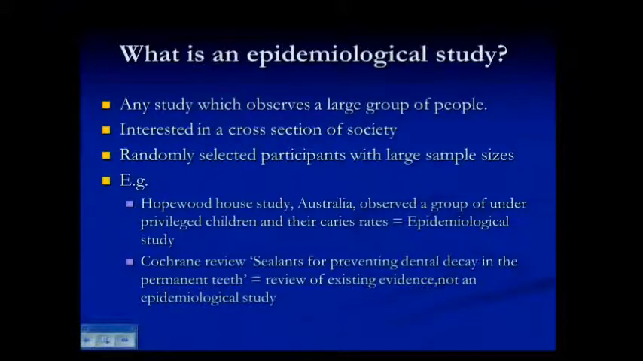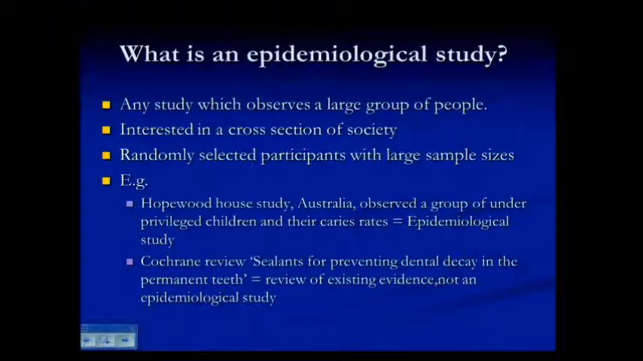So, for example, the Hopewood House study in Australia in the 1960s observed a group of underprivileged children and their caries rates. So it was a big group of kids. Yes, they all came from the same sort of socioeconomic background, but it was a large group of them. And it looked at how much caries they had. That is a classic epidemiological study.